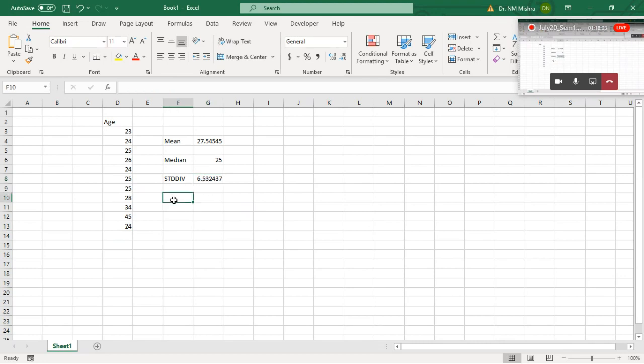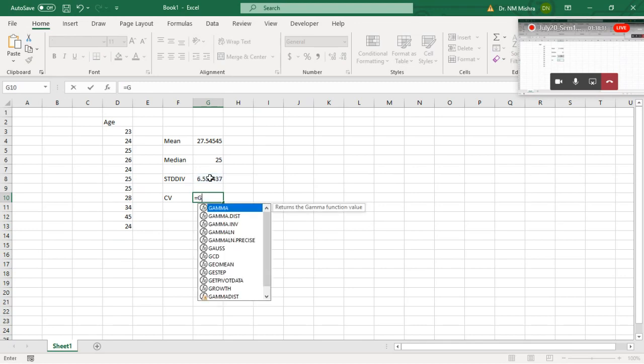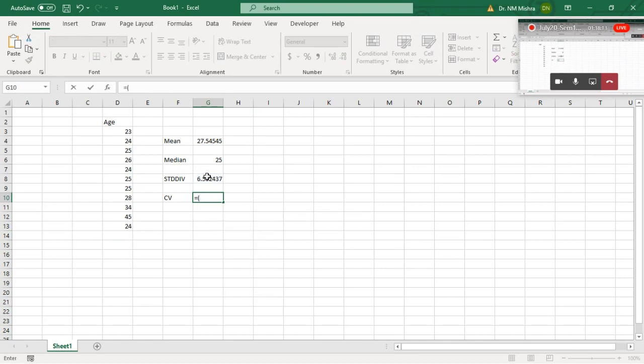Now you can find out the coefficient of variation. That is a very important thing. You can find it by taking, inside the bracket, the standard deviation divided by the mean, closing the bracket and multiplying by 100. So the coefficient of variation of this data set is 23.71%.